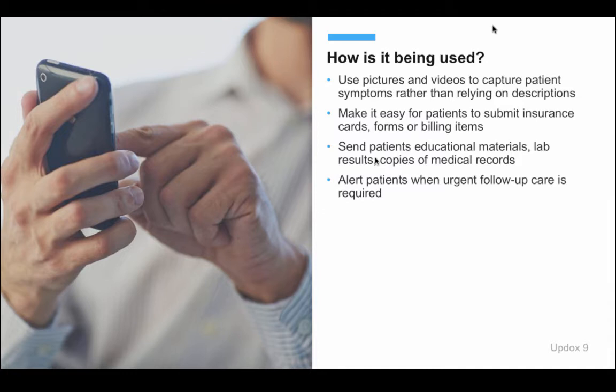So again, no longer relying on just a description over the phone and no longer having to talk to whoever answered the phone to see, well, what symptoms did the patient describe? Was there a miscommunication or anything of that sort? It's all consolidated there as well.